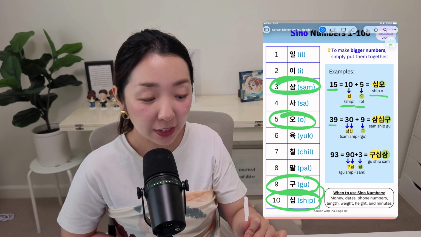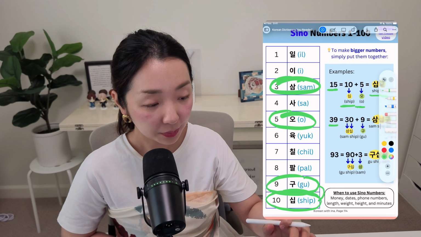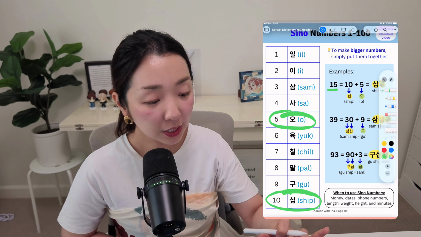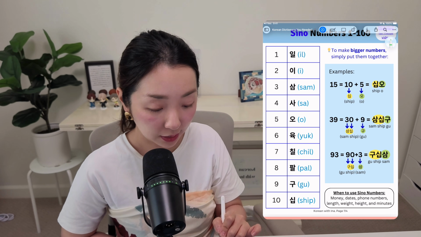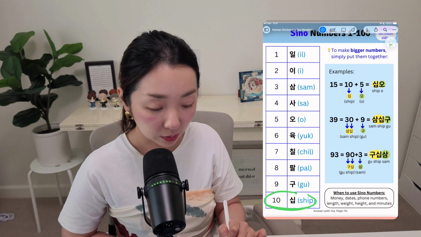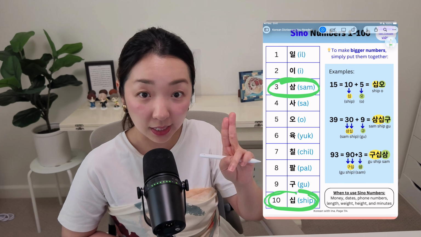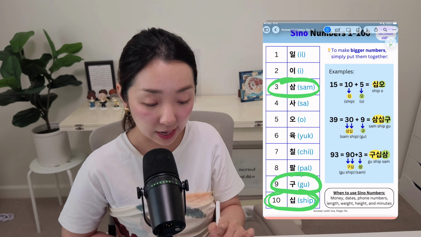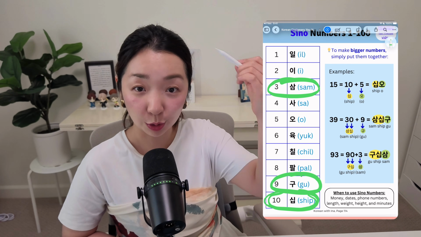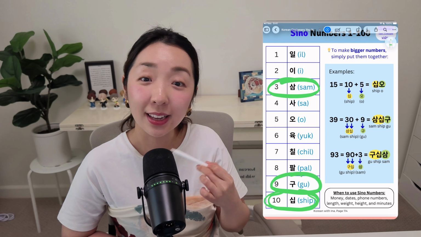What about even bigger than 15s and 10s? 39. We got this. Ready? 39 is basically just 30, right? So 30 would be 3 tens, right? 3 tens. 30 and get 9. 9. So 3, 10, and 9.